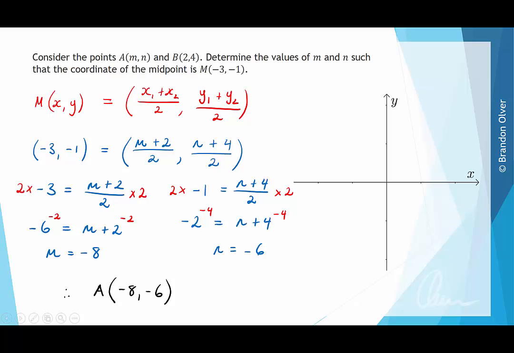Now, if we consider that point, we know that (-8, -6) is somewhere around here, so that's the point A at (-8, -6). And then we already knew that the midpoint was at (-3, -1), so that's about here. So that's M, the midpoint. And the final point was at (2, 4), which is this point here, which was B. So on this graph we can see where A and B are and where the midpoint lies between those 2 points.